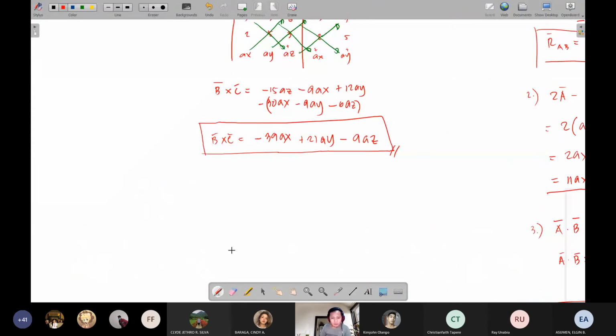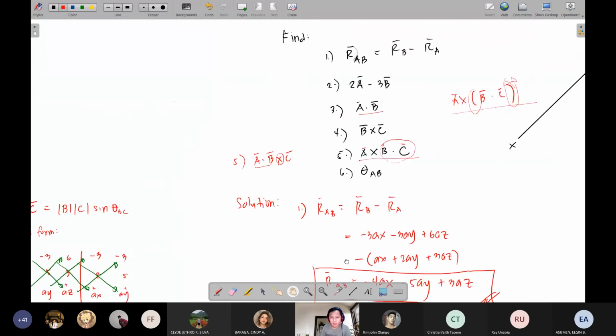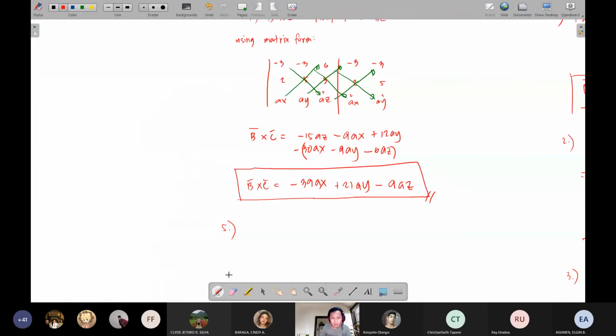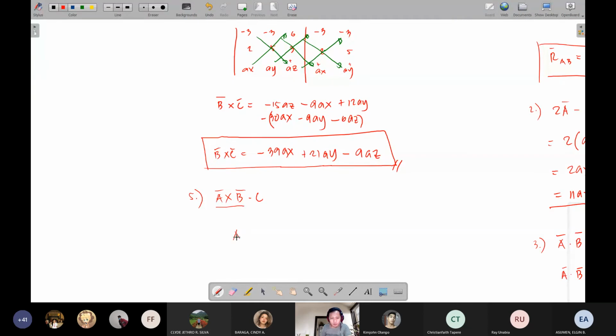Okay? Again, always do the cross product first. So for number 5, we have A cross B dot C. Again, A cross B dot C. So again, start with the cross product first. Even if the cross product comes later, start with the cross product always, except when a parenthesis encloses something else. Okay? So first, solve for the cross product.